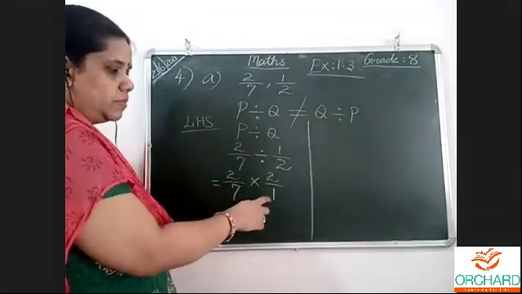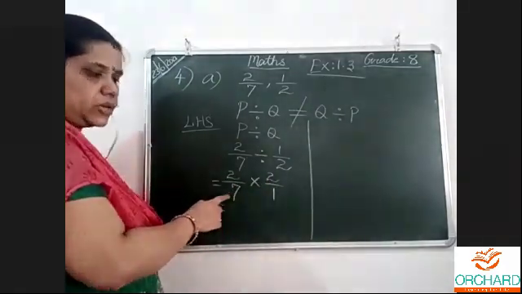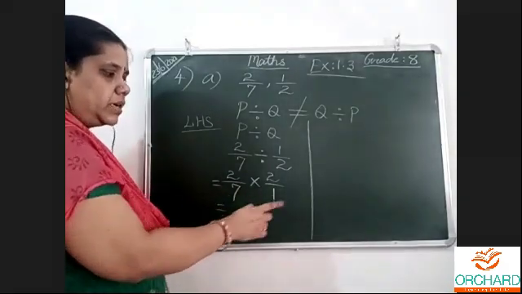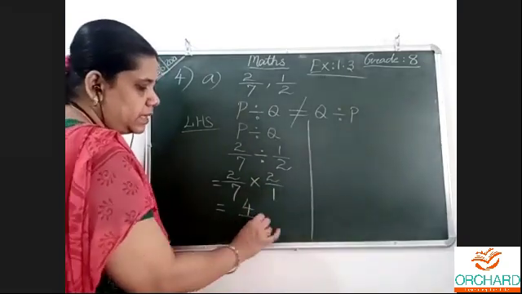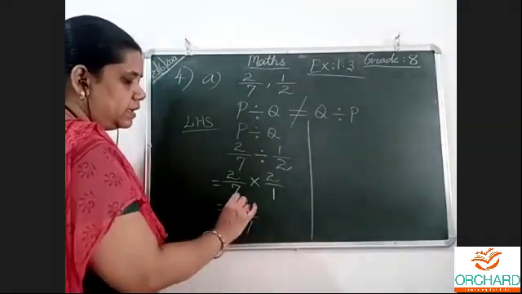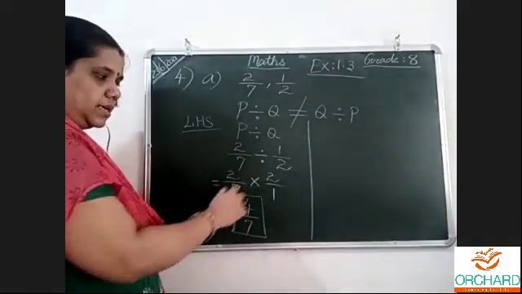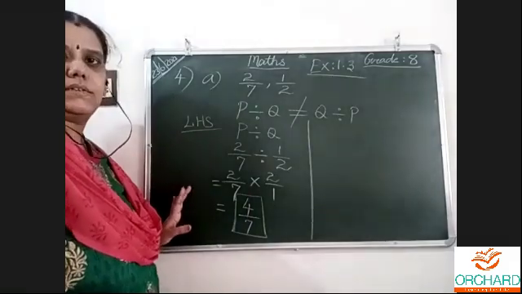Understood? So 2 by 7 multiplied by 2 by 1. Cancellation is not possible because this is a 7, a prime number, which will not come in any table, and 1 also. So 2 2s are 4, 7 1s are 7. Direct multiplication only. 4 by 7. This is my left hand side.